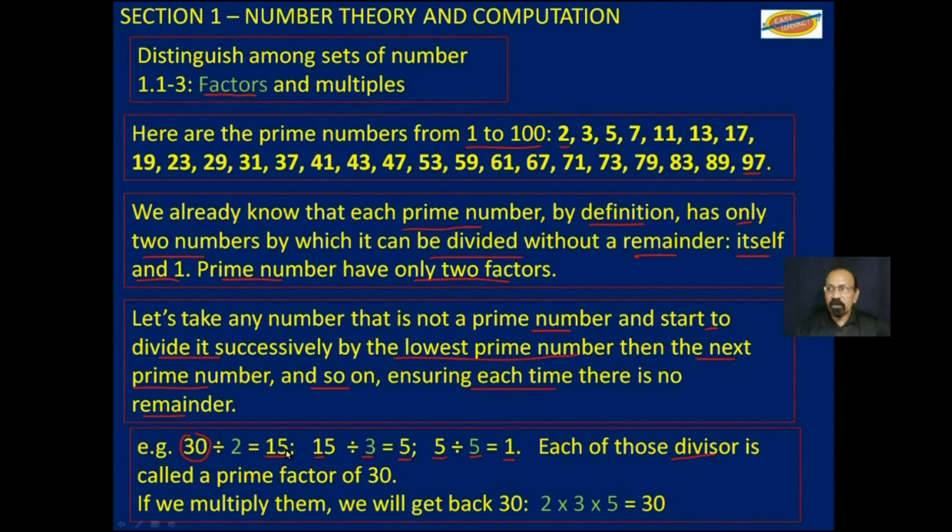Now, each of those divisors, this 2 here, this 3 here, and this 5 here, is called a prime factor of 30. If we multiply the prime factors, we will get back 30. 2 multiplied by 3 multiplied by 5 gives us 30.